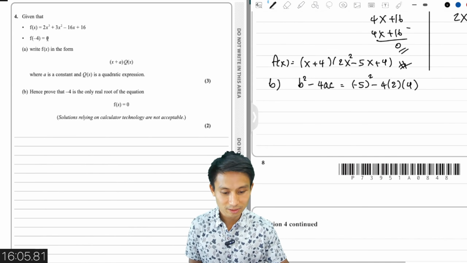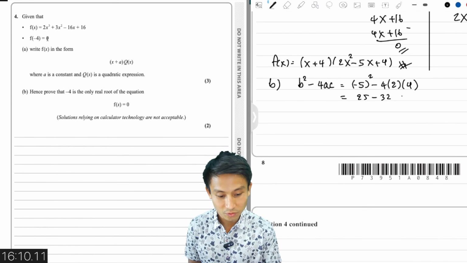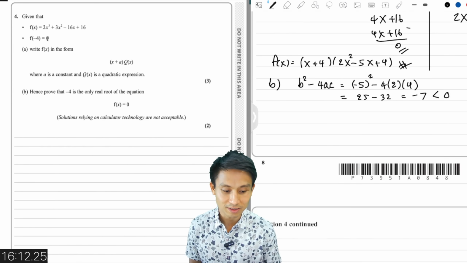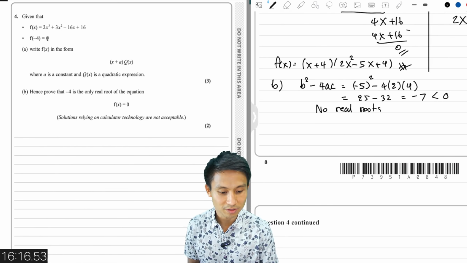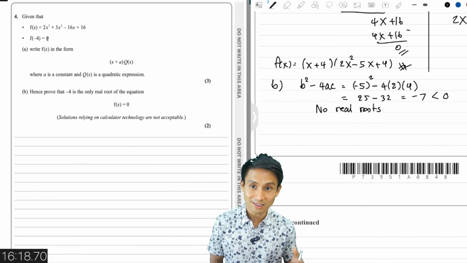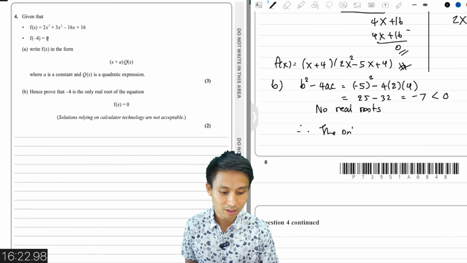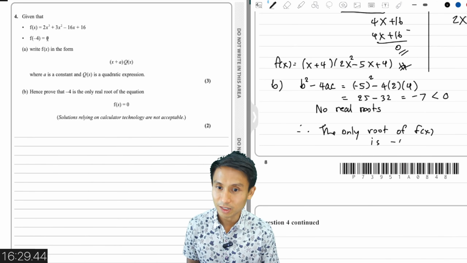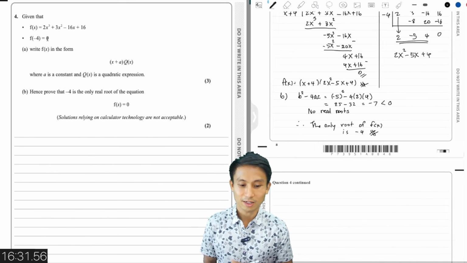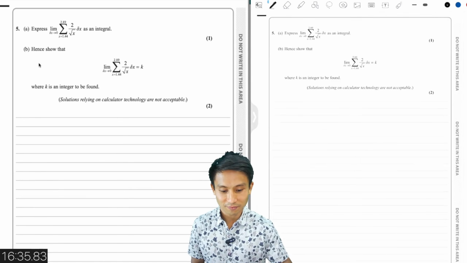Let's see what we get here. So it's 25 minus 32, and that's a negative 7, which is less than 0. So there's no real roots here because the discriminant is less than 0. Therefore, the only root of f(x) is indeed minus 4. Yeah, that's it. Okay, next question, number 5.